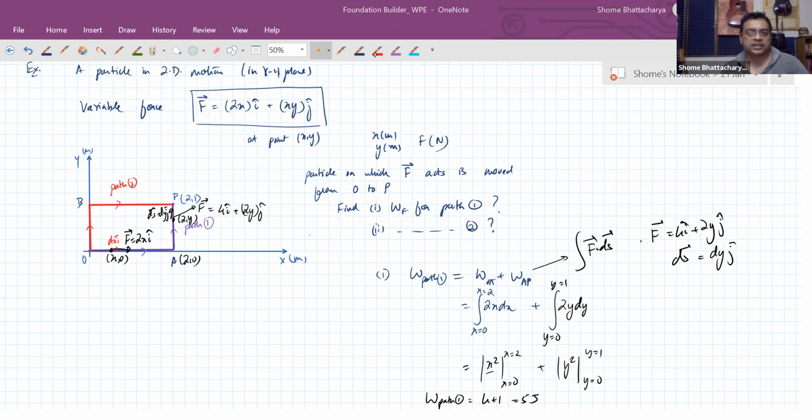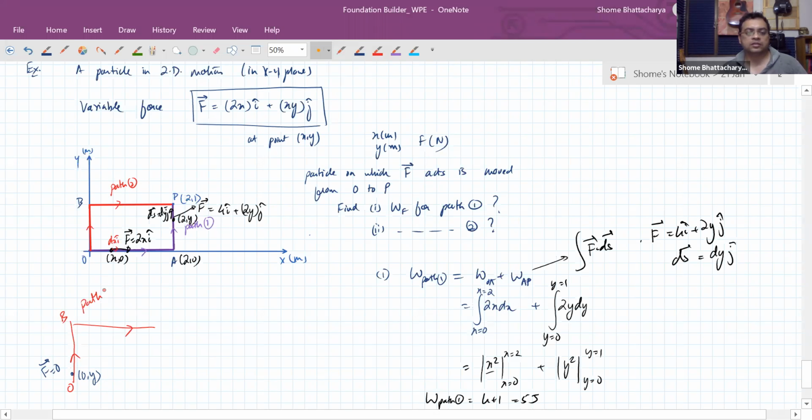And the second path, what is happening is that you are going first from here to here like this, and then like this. So when you are at a point like this, the coordinates are 0, y. So the force only is 0. You'll see, if the x coordinate is 0, there is no force here. So going from O to B in path 2, there is no work done.